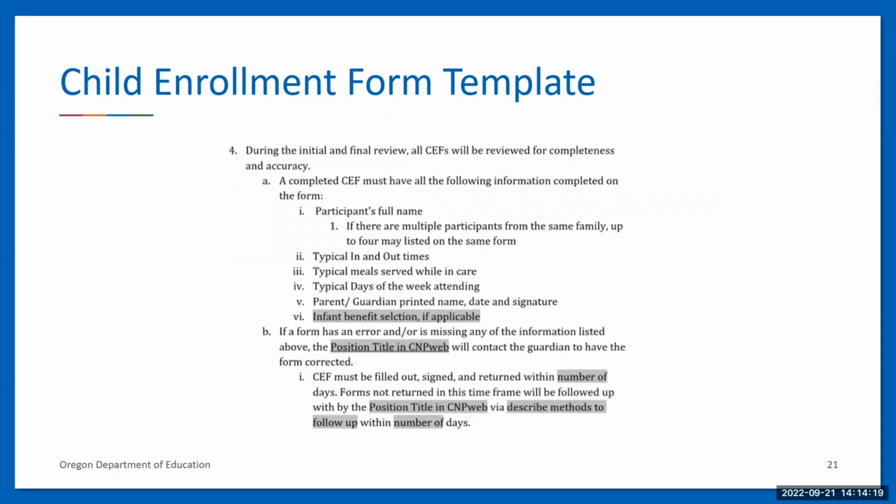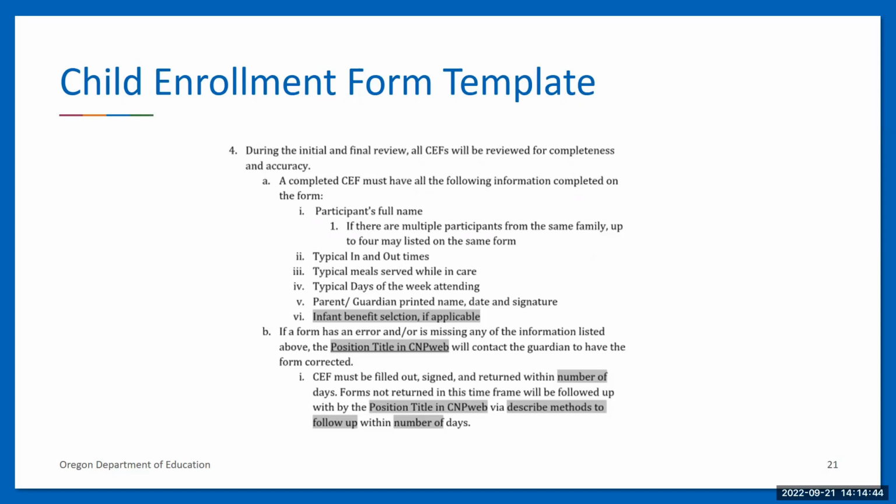Step 4 of the process outlines what is needed for a CEF to be considered complete. As a reminder, only participants who are cared for by the center can be included on the CEF and listed on the OMER. This means that siblings who do not receive care at the center and siblings that have not yet entered the world cannot be listed on the CEF as they're not in the care of the facility and will not be consuming CACFP meals.